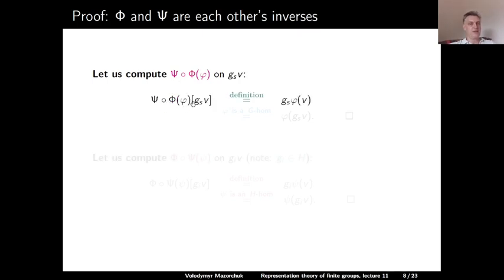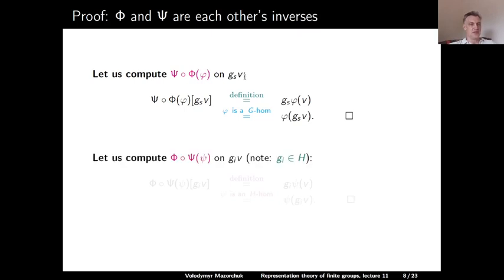So if we apply this to GSV, then by definition, we get the element GS applied to Phi of V. But Phi was a homomorphism of G modules, so this is equal to Phi applied to GSV. And so the application of Psi after Phi of little Phi to GS of V produces the same result as the application of little Phi to GS of V. So this means that Psi after Phi applied to little Phi is equal to little Phi.